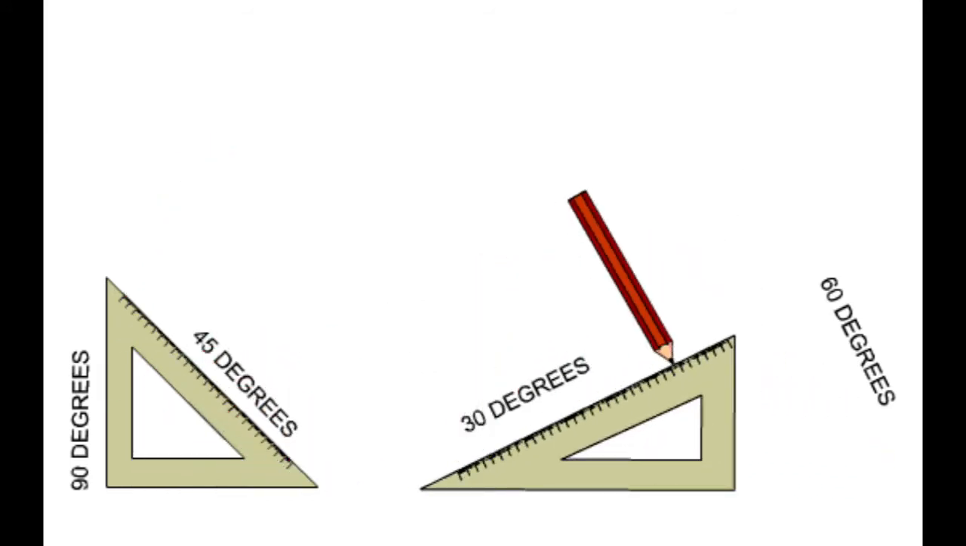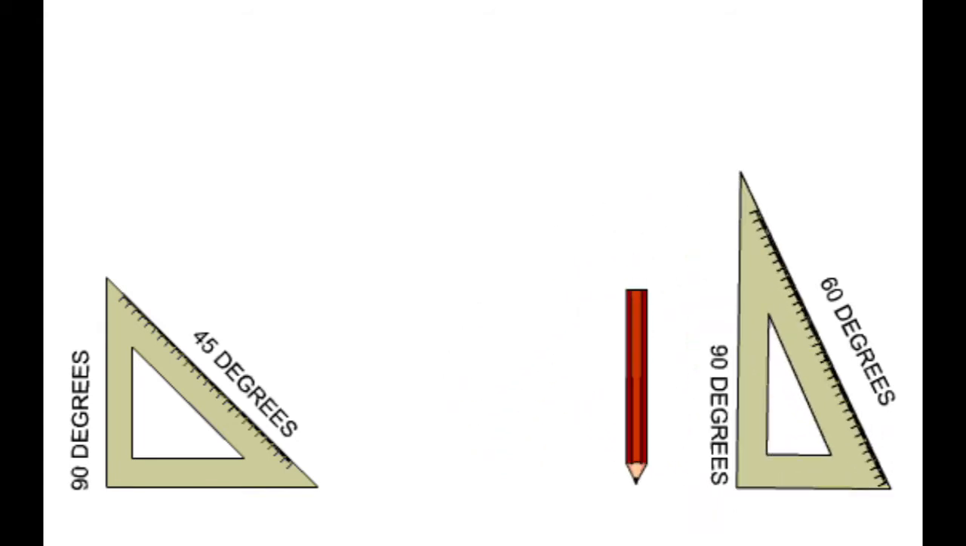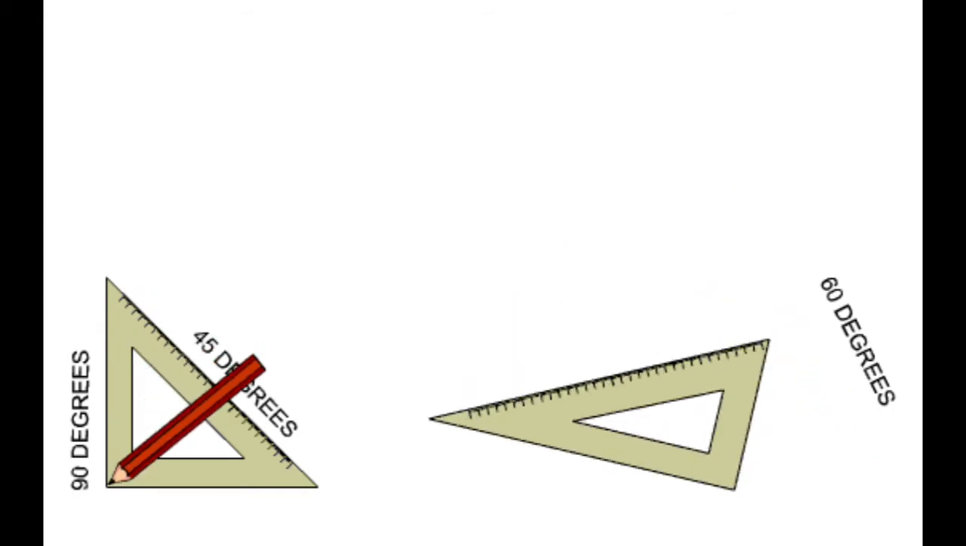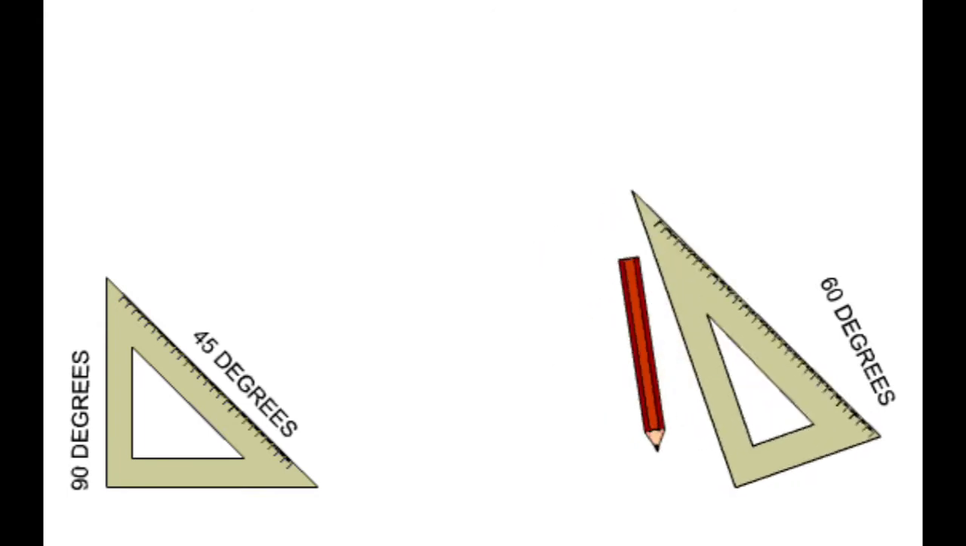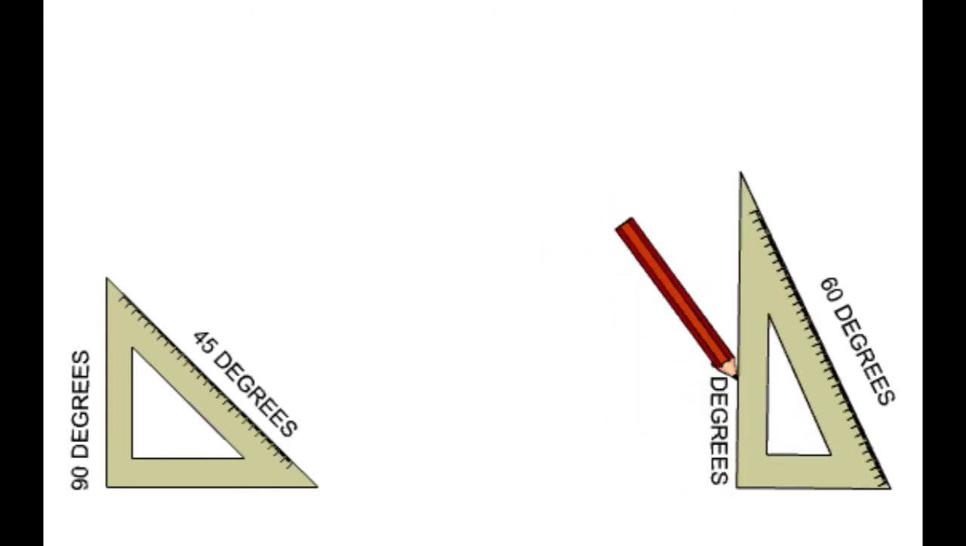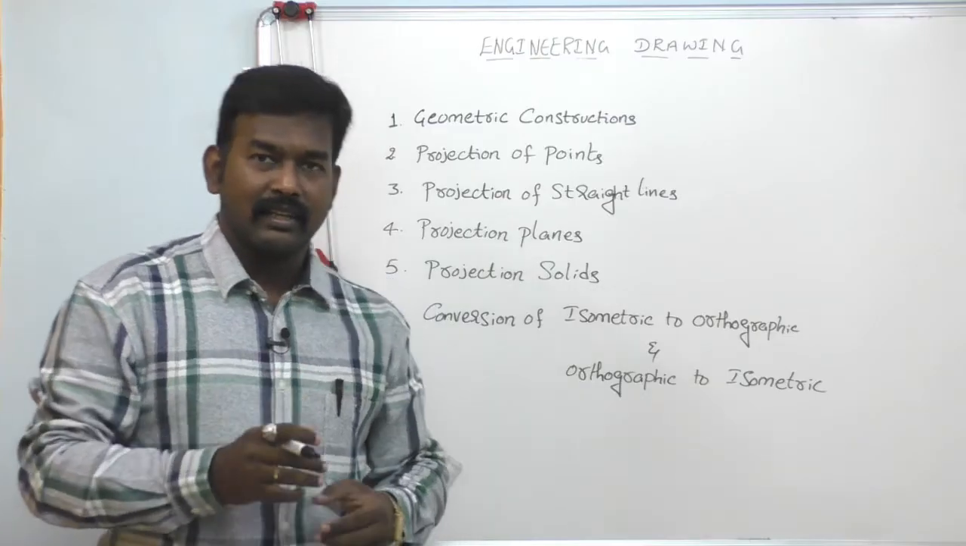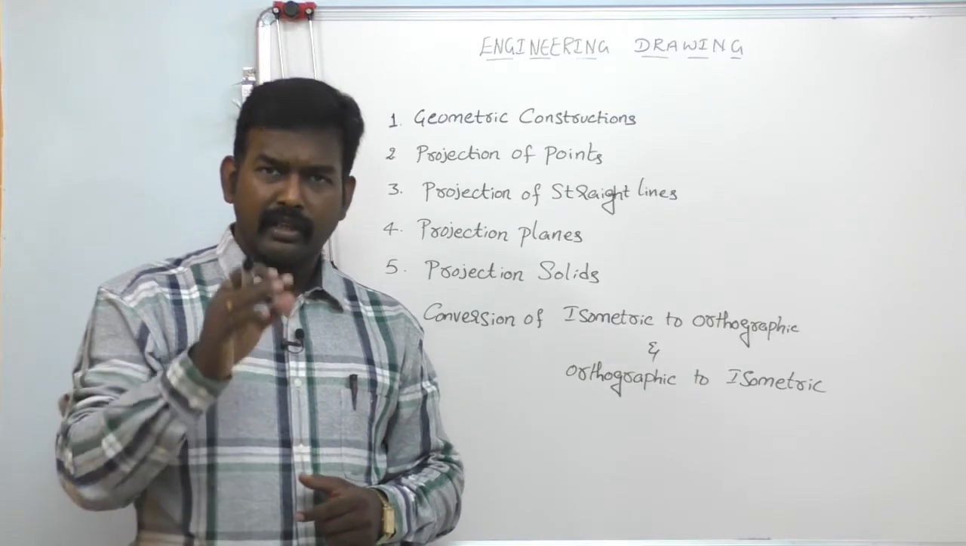30-60 means one end is 30 degrees, the other end is 60 degrees, but the remaining edges are 90 degrees to each other. Coming to 45 degrees, both ends are 45 degrees and 45 degrees, and the opposite edges and corners have 90 degrees as usual. So let us discuss the basic concepts of engineering drawing.